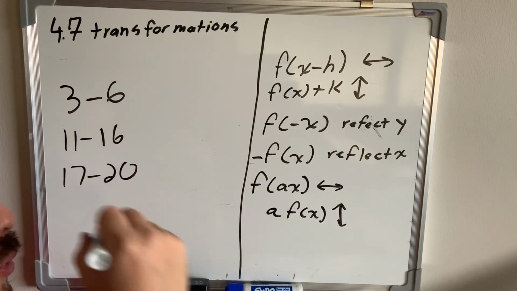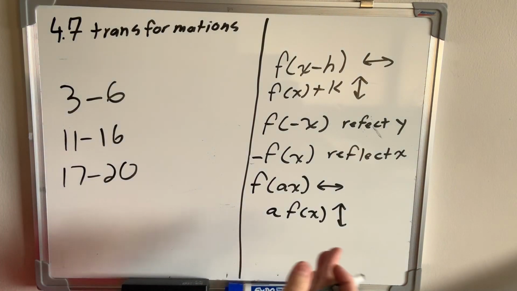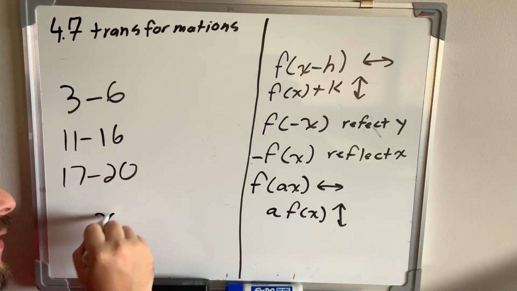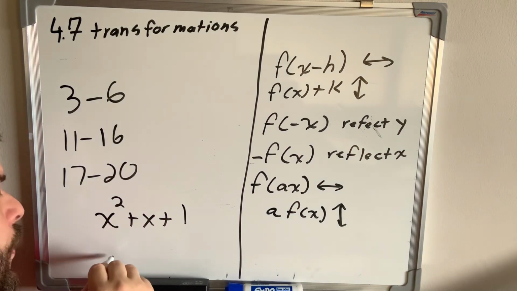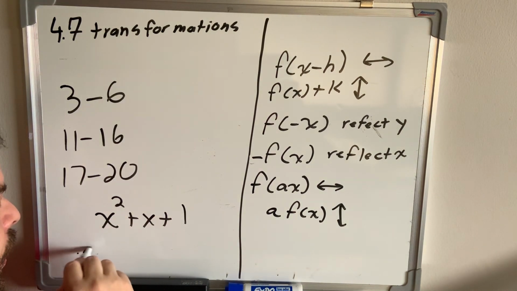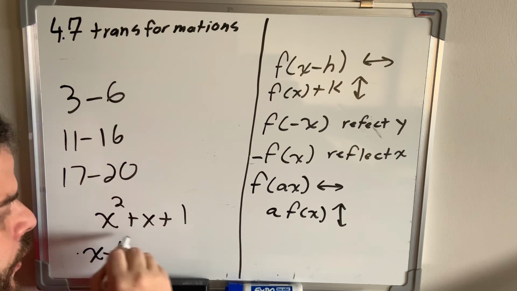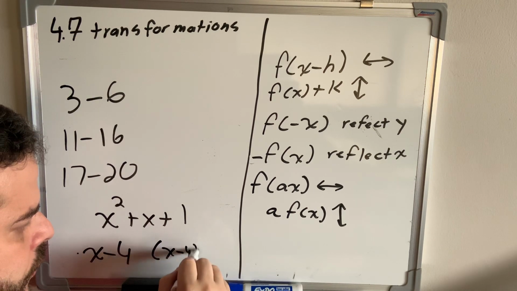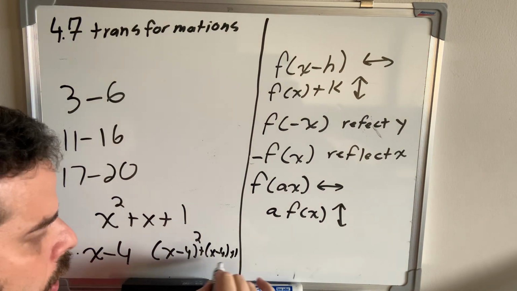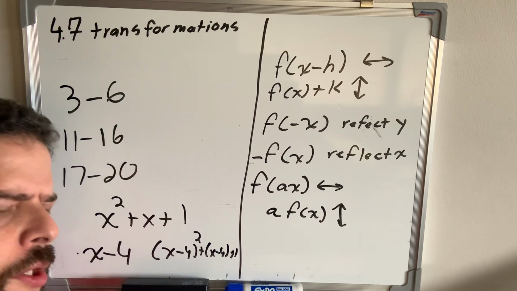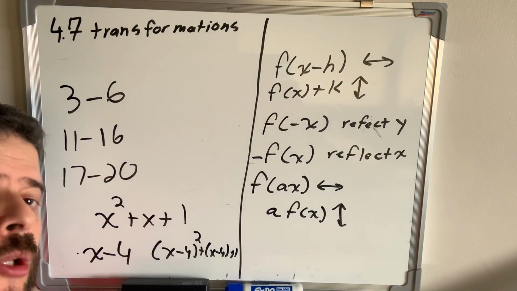When they tell you write a rule, that means do what we just did. If they give you, for example, x squared plus x plus 1, and they tell you write a rule for x minus 4, you're just going to write x minus 4 squared plus x minus 4 plus 1. So the new transformed polynomial is the rule I'm looking for.